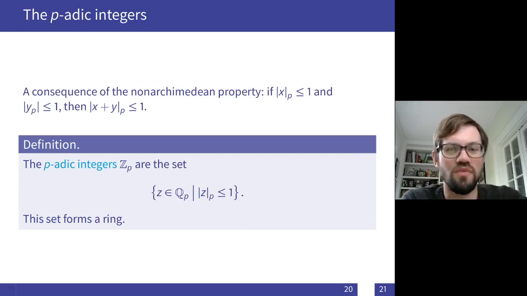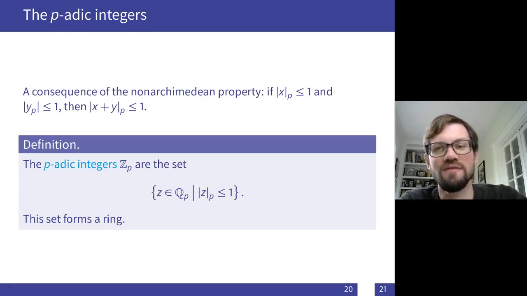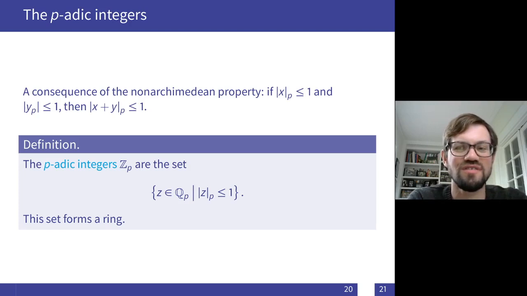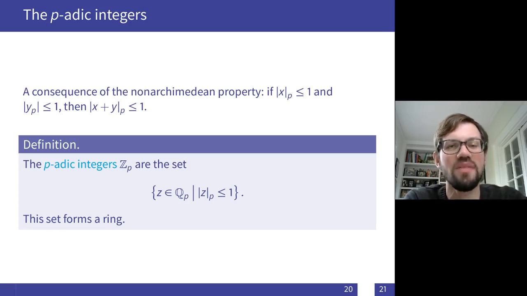There's another important property, or a consequence of the non-Archimedean property of the norm. If I have two p-adic numbers that are each of norm at most 1, then if I add them together, their norm is still at most 1. By generic properties of the absolute value, the same holds for multiplication. If I multiply x and y together, then the norm is still at most 1.